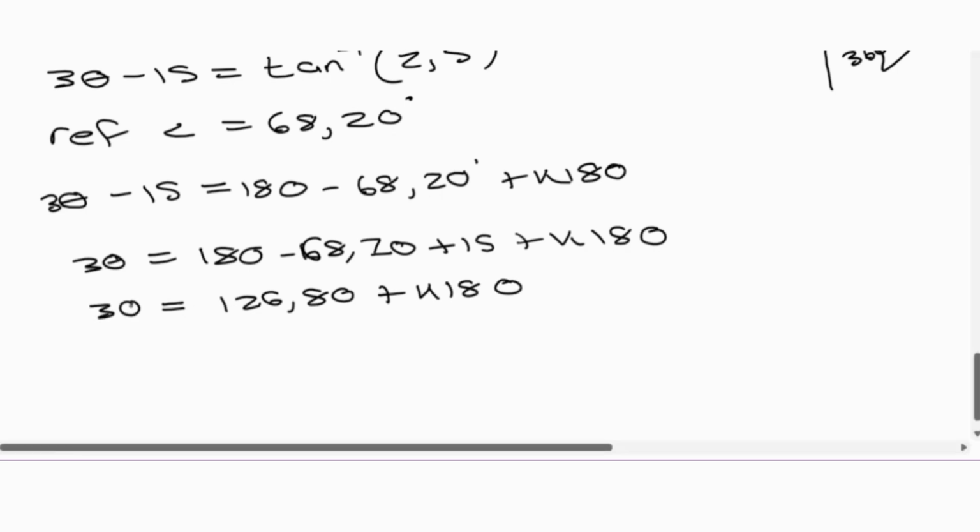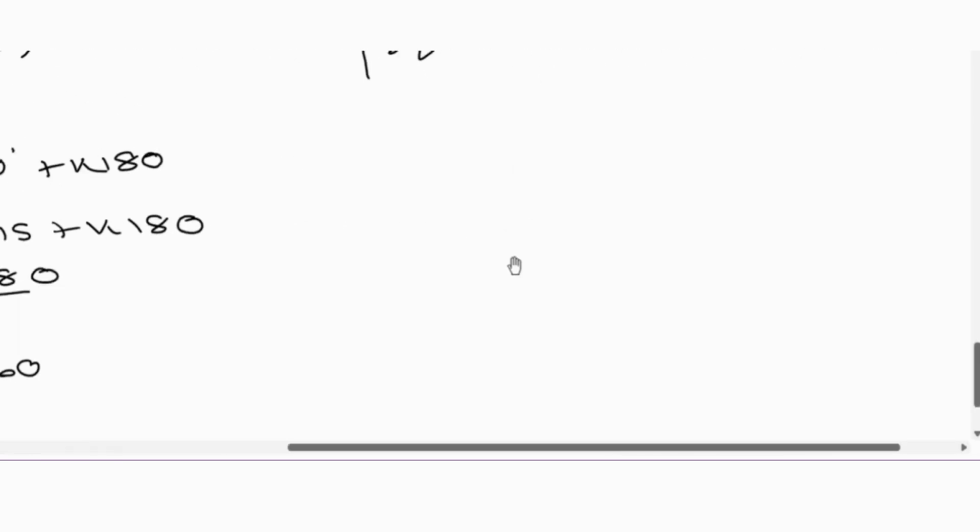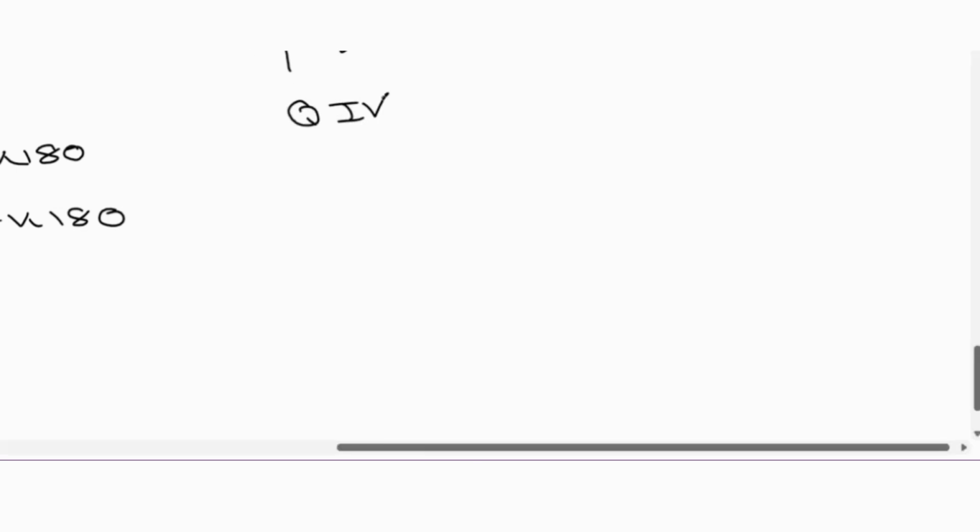But now we still have this 3 theta over here. So we're going to divide by 3 the entire way. So that theta is then equal to 42,27 plus K60. Okay, so that one was a bit of a big one for just even one quadrant. But it's not so bad. It's not so bad. Okay, so then quadrant 4, let us take a look.